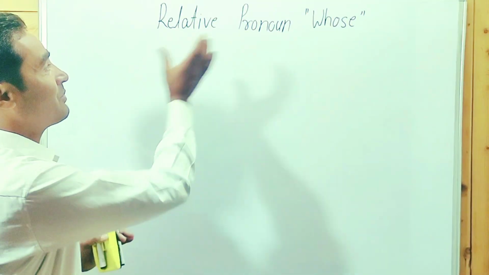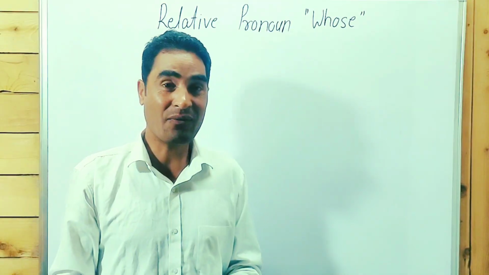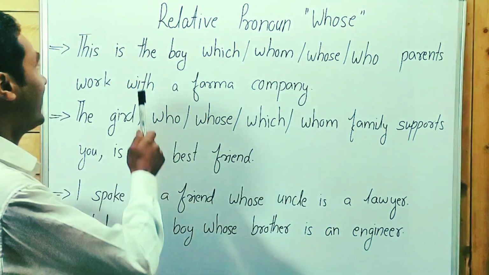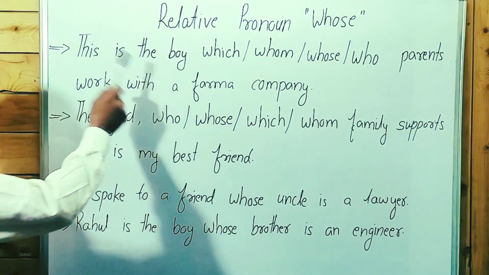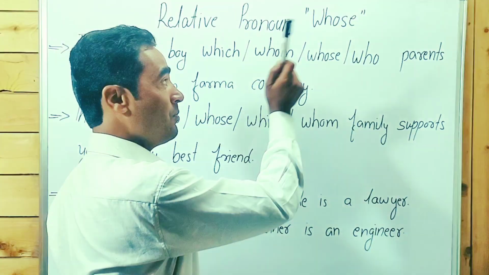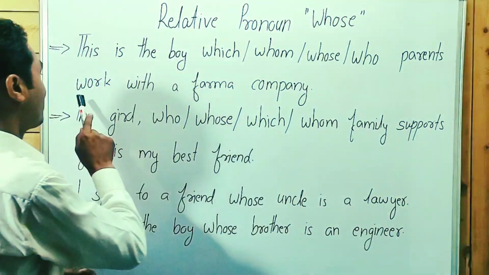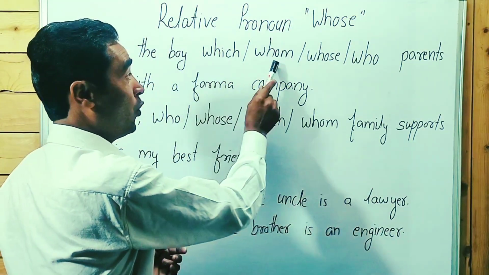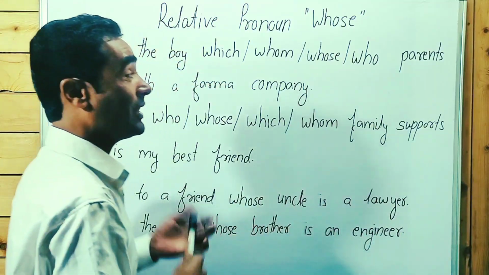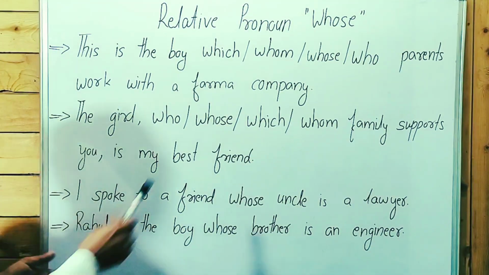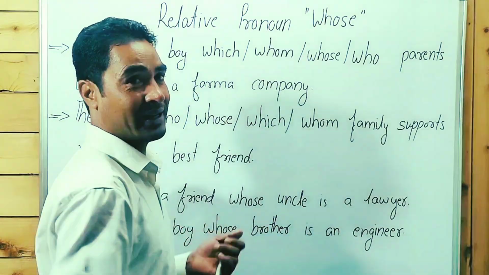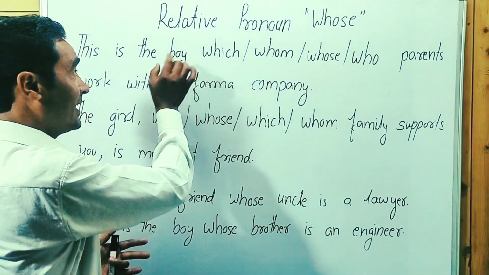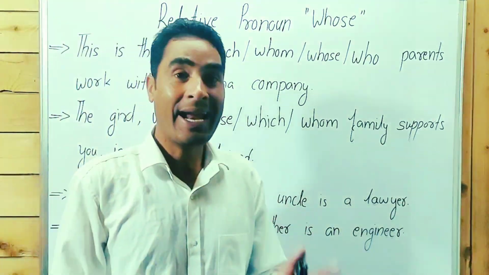So guys, let me write some examples. With the help of those examples we will learn for better understanding. Have a look at the board. Here are some examples. First, this is the boy which, whom, whose, and who parents work with a pharma company. Guys, point to be noted here: which, whom, whose and who, these are relative pronouns. Parents work with a pharma company. Guys, point to be noted, relative clause. I hope you know what a relative clause is and what an antecedent is. This noun, boy, the boy is an antecedent over here.